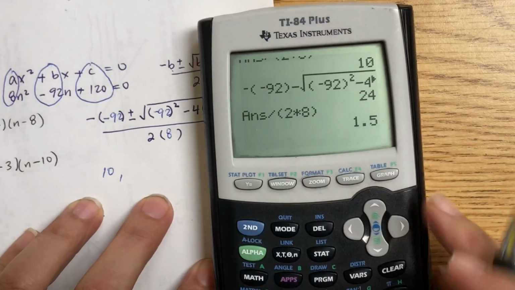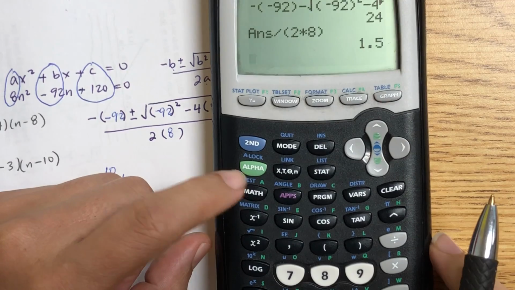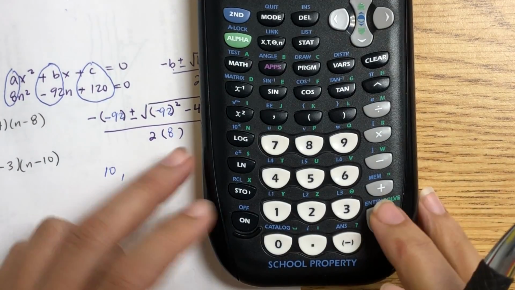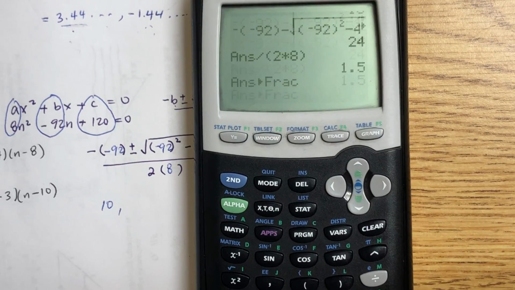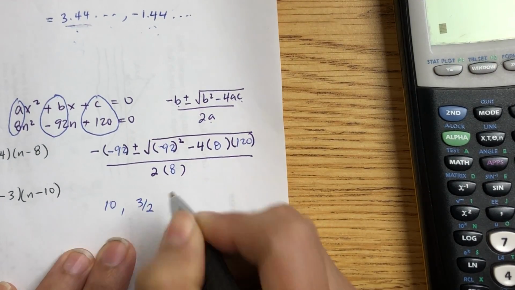So if you get a decimal and want to make it a fraction, very important, hit math, this one right here, math, and then press enter twice. So enter, enter. It gives you a fraction, so 3/2. So these are my two answers.